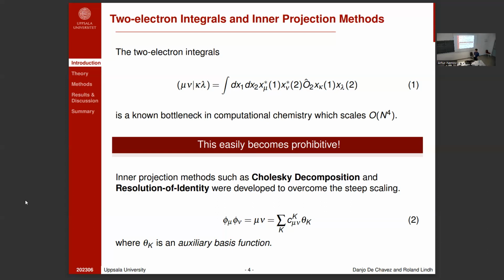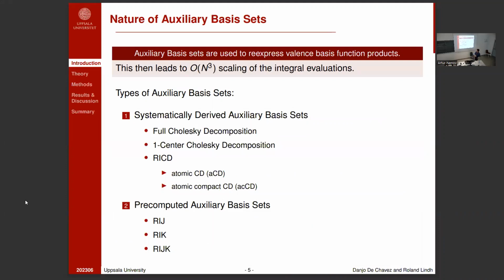So this idea is just the extension of your valence basis set phi nu, which I will simply call mu nu, as a linear combination of auxiliary basis set, where theta k is an auxiliary basis function. So what is an auxiliary basis function? This is just a projection, or this spans the same space as your valence basis functions. This then leads to n to the cube formally for integral evaluations. Of course, there are integral pre-screening techniques where it scales to the second.